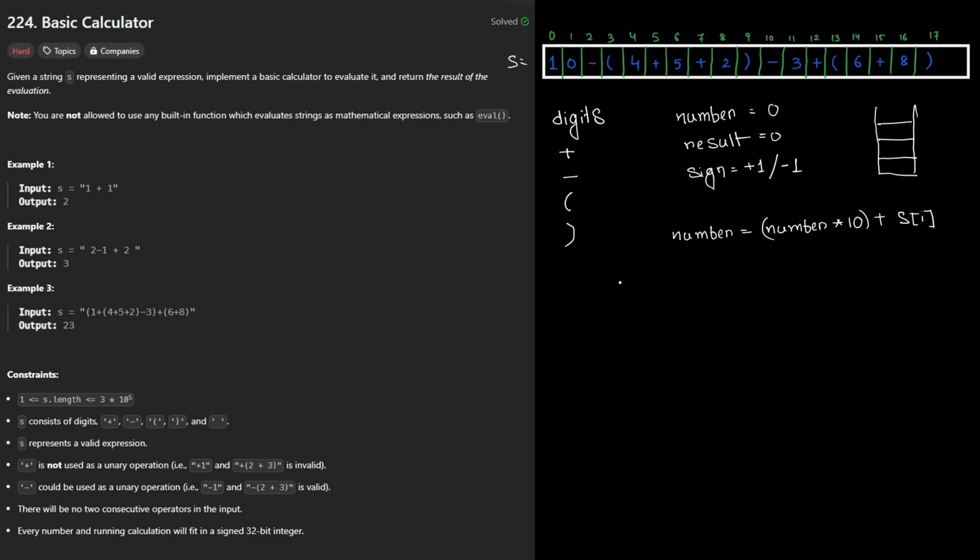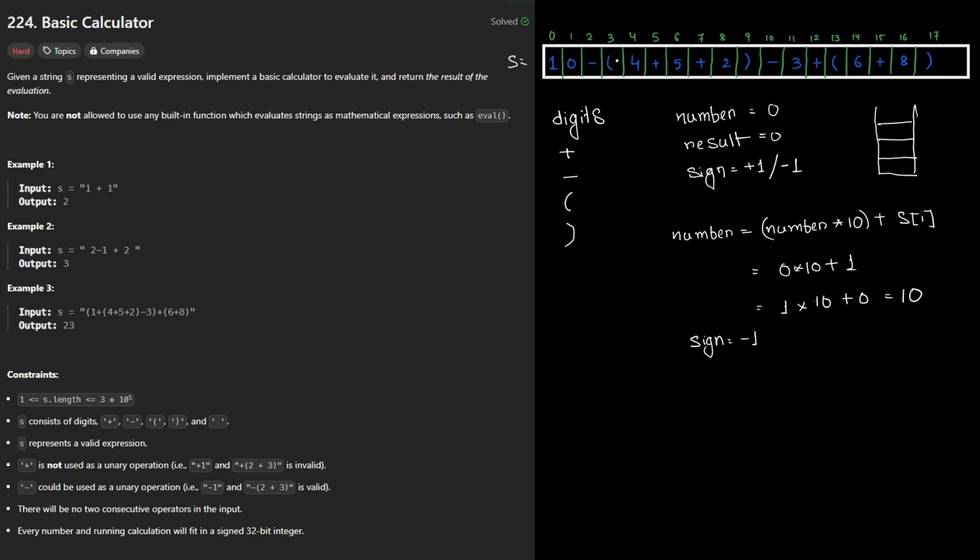Now when I'm looping through the entire string, initially our number would be 0. So 0 multiplied by 10 plus 1 would be 1. Then our number would be 1. So 1 multiplied by 10 plus 0, the number would be 10 for now. Then we are getting a sign of minus. So from positive, our sign is going to get changed to -1. Once we're getting this sign, then we're getting a bracket.